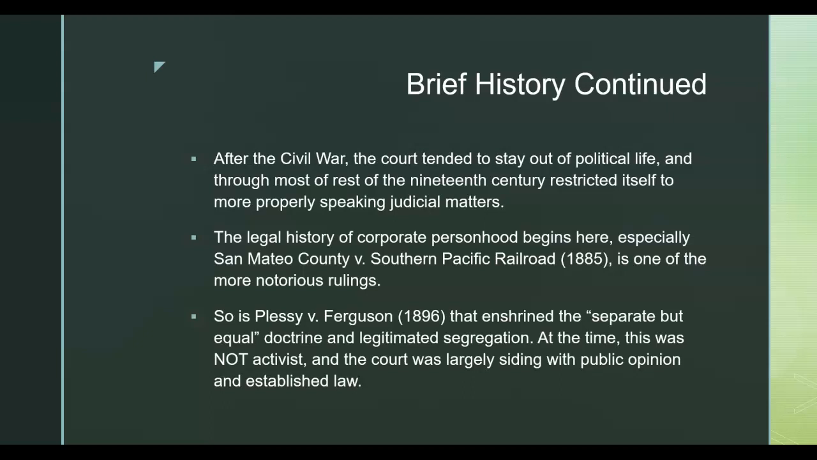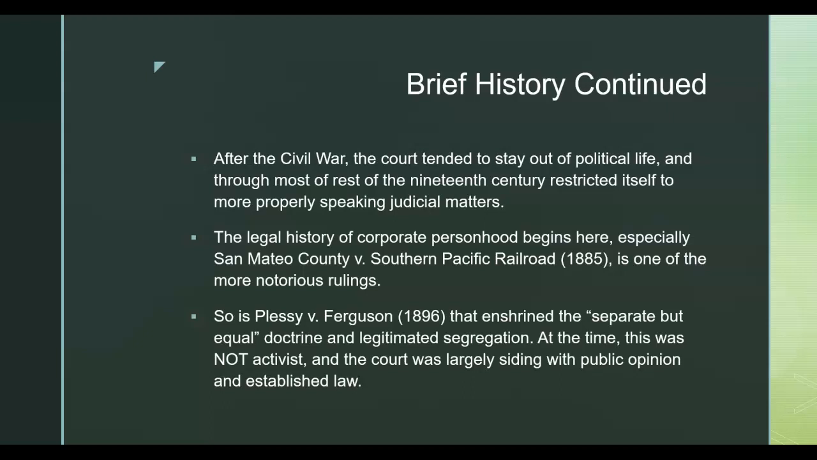So, 1885, we're 20 years after the Civil War. But the legal history of corporate personhood that became part of the Citizens United ruling begins here, especially San Mateo County versus Southern Pacific Railroad, which is quite a notorious ruling. It seems like one of the lawyers on one side pretty much just lied to the court, and they also didn't check. I have a longer thing on this later. I'll talk about it later. But anyway, part of the history of corporate personhood: San Mateo County versus Southern Pacific Railroad.